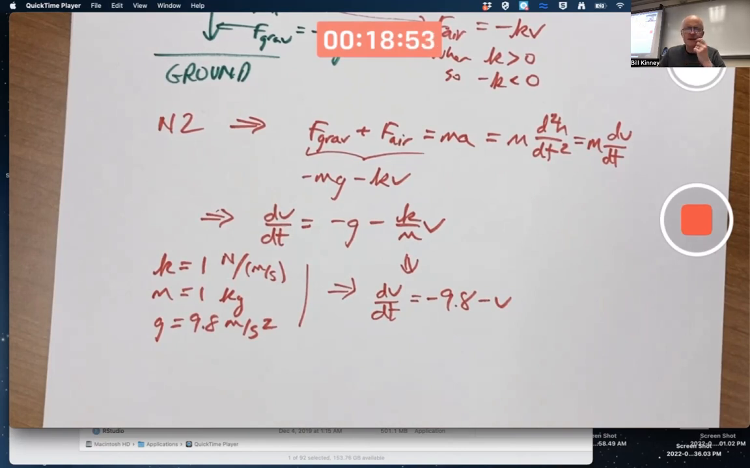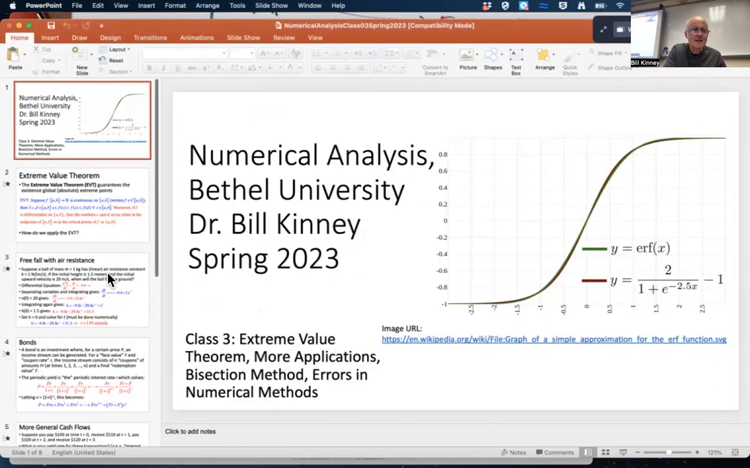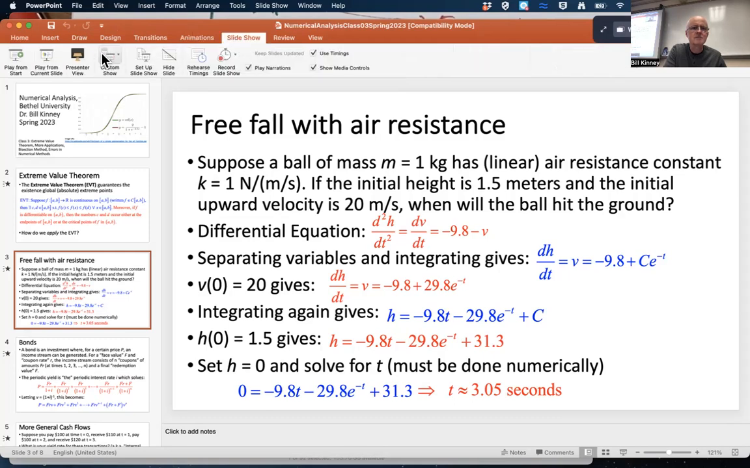I'm wondering if there's something I did wrong. Is this right? I think in my PowerPoint, I might have written something different. Let me just double check here. Okay, no, that's right. Let's look at this part of the PowerPoint now.